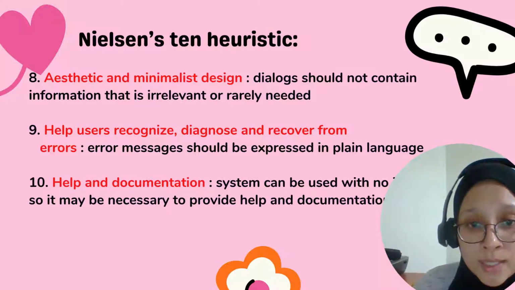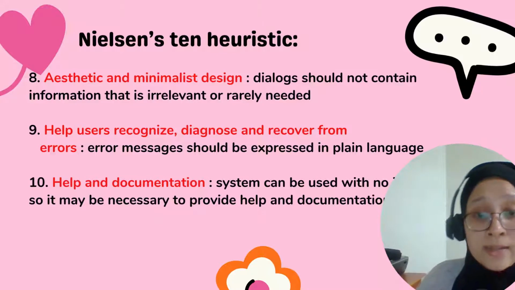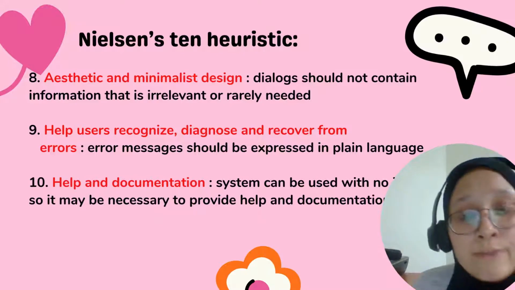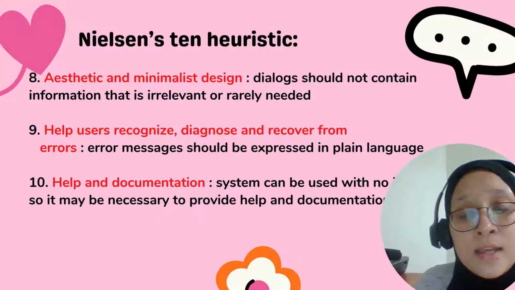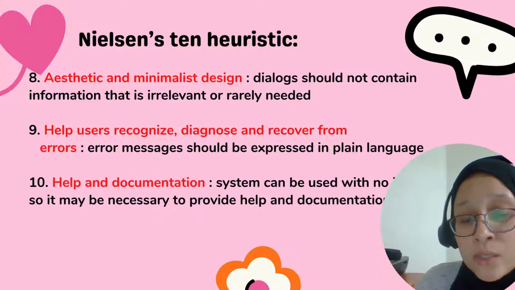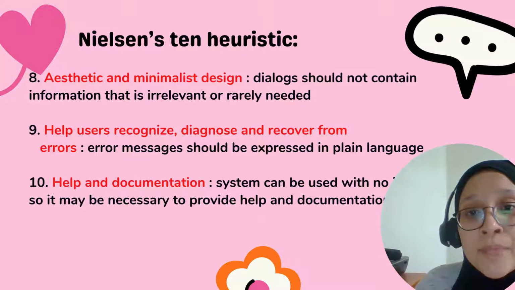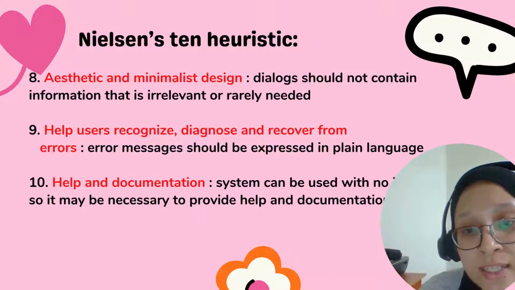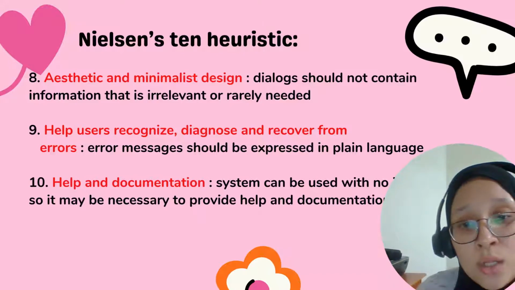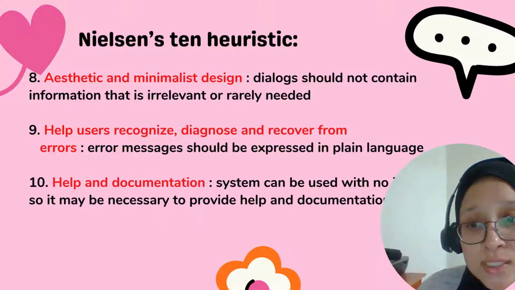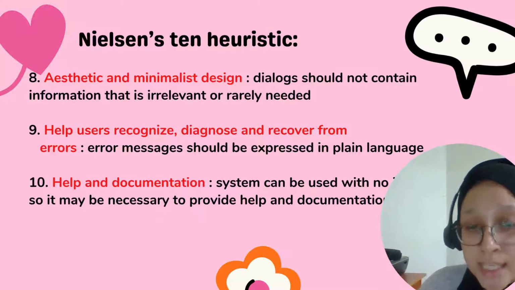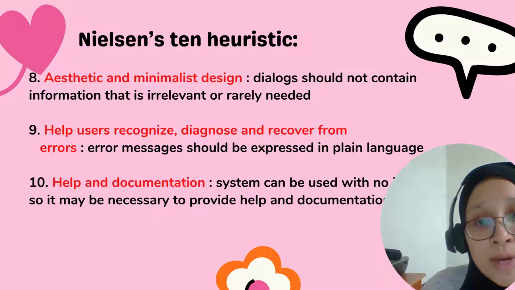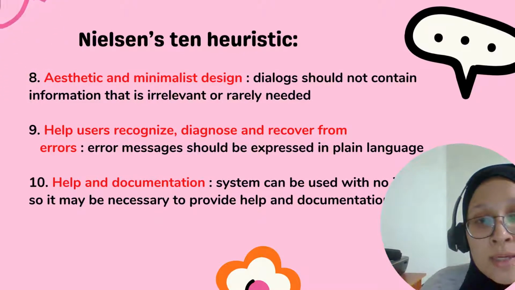So, sebelum kita habiskan topik bahagian ni, kita akan ulang balik the heuristic evaluation 10 benda ni. Okay, first kita ada visibility of system status. Second one, kita ada match between system and the real world. Third one, user control and freedom. Yang keempat, consistency and standard. Yang kelima, error prevention. Yang keenam, recognition rather than recall. Dan ketujuh, flexibility and efficiency of the use. Yang ke-8, aesthetic and minimalist design. Ke-9, help user recognize, diagnose and recover from errors. And the last one is help and documentation.